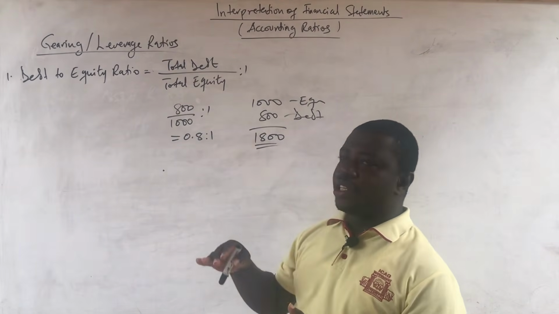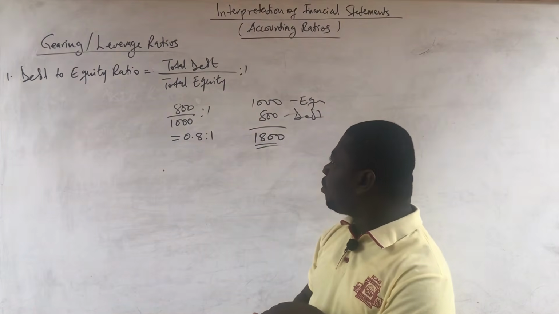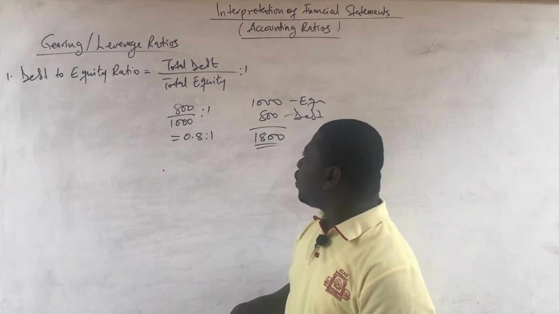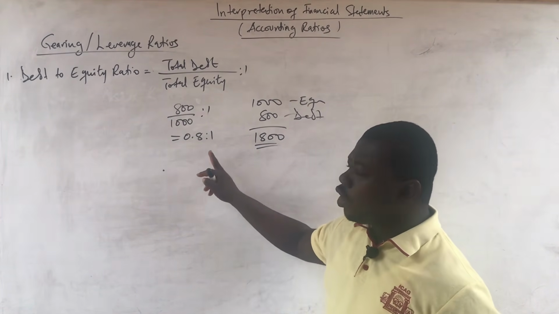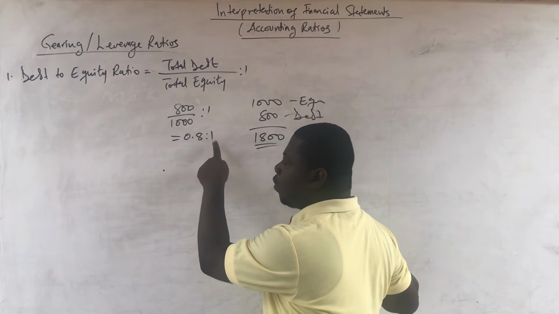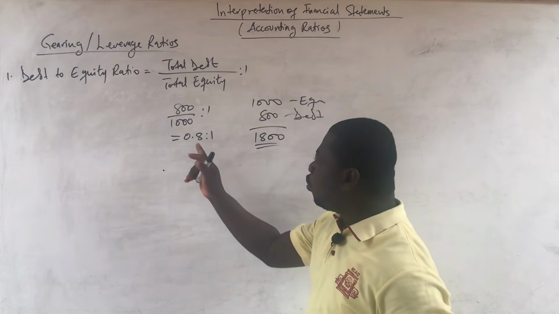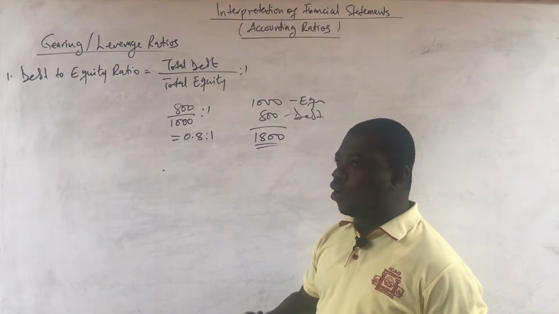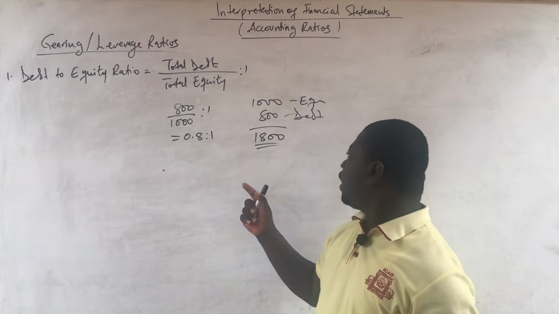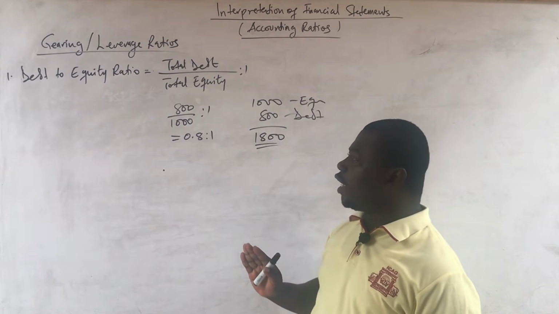When we say total debt, we are looking at both long-term debt and the short-term debt, which is the current liabilities. So that is the meaning. It means that you are financing yourself. For every $1 that you finance yourself with, you go and borrow 80 cents also to add up, making up your capital structure. So this is the meaning of debt to equity.